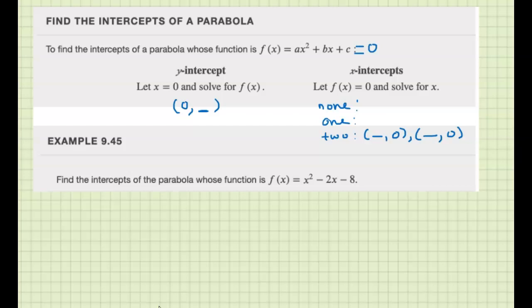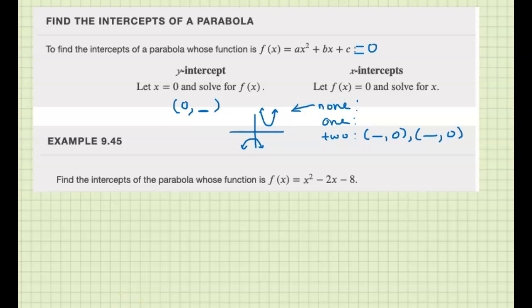With no x-intercepts, the graph is going to either look like this, so it kind of goes up, but it's all above the x-axis, so it's not going to cross, or it's going to look like this, where it's kind of turning down, but it's all below the x-axis. So this is a scenario where it doesn't have any x-intercepts.